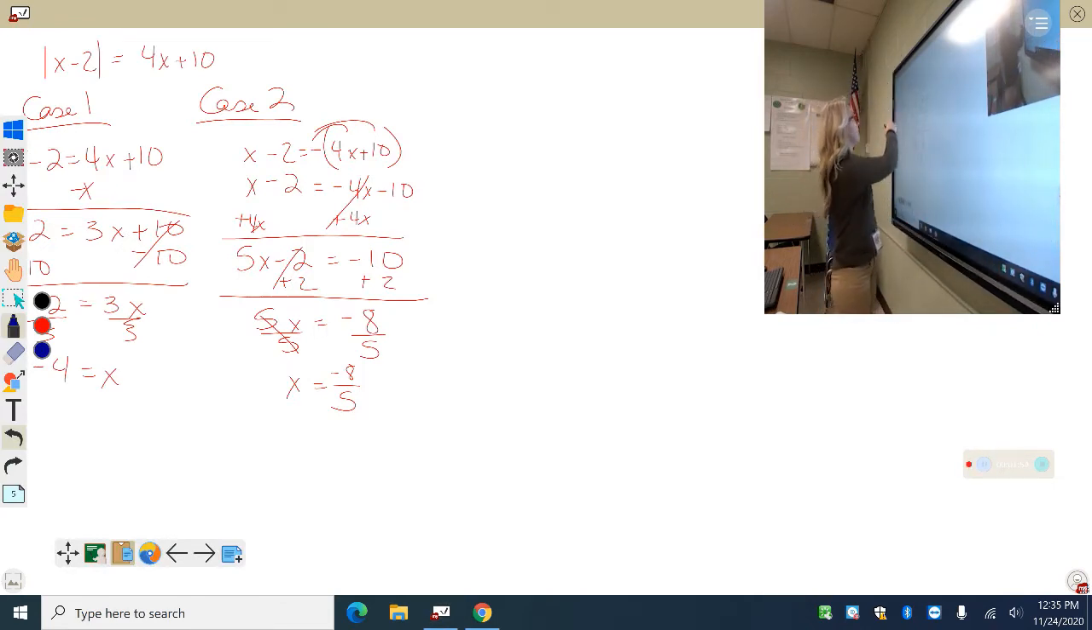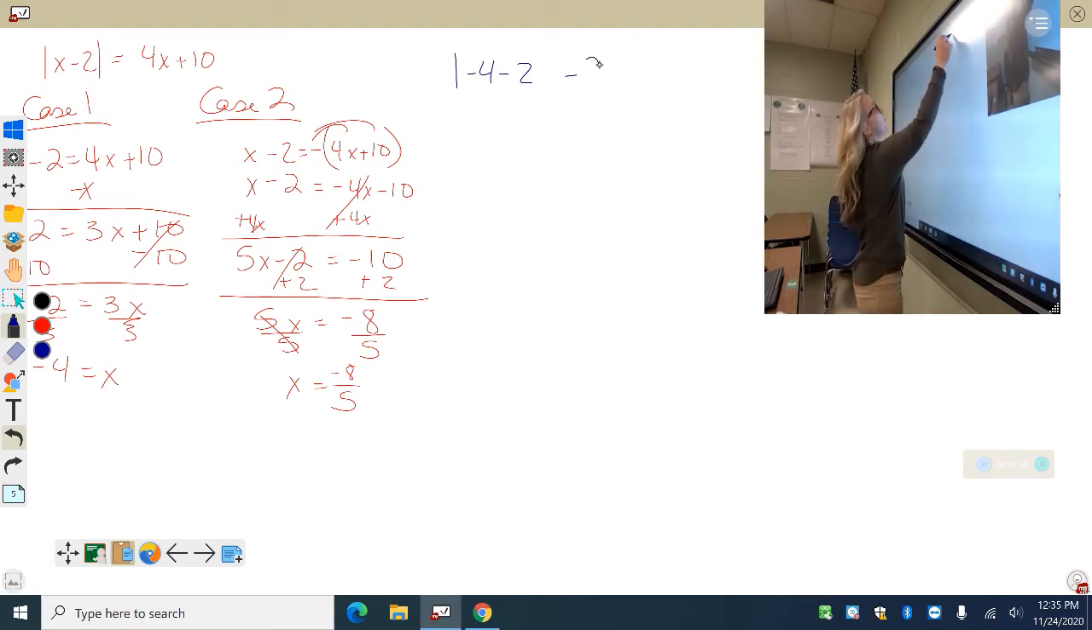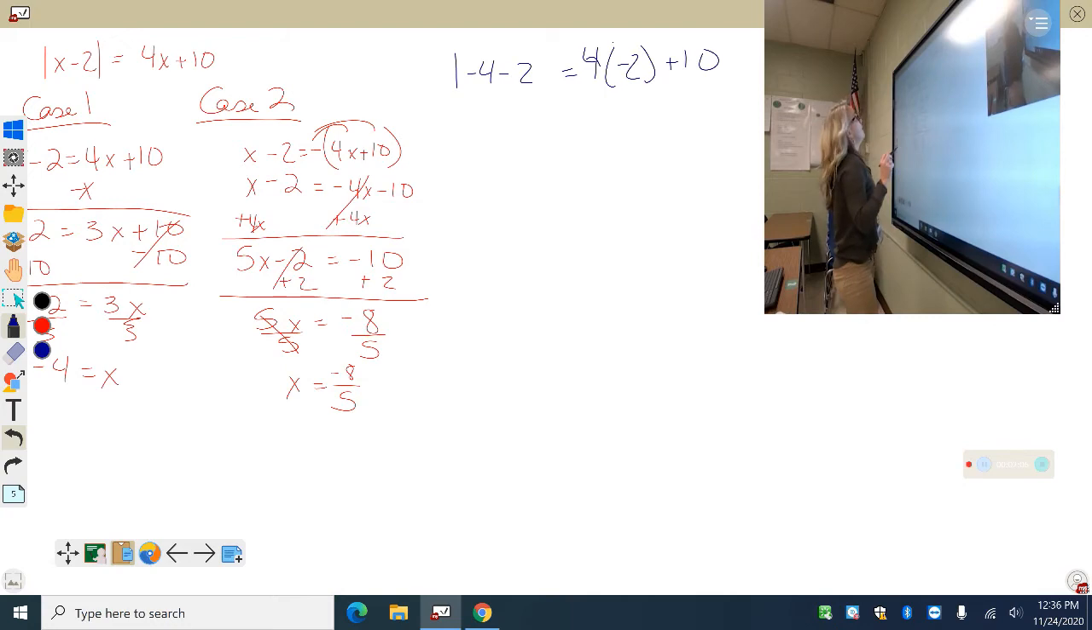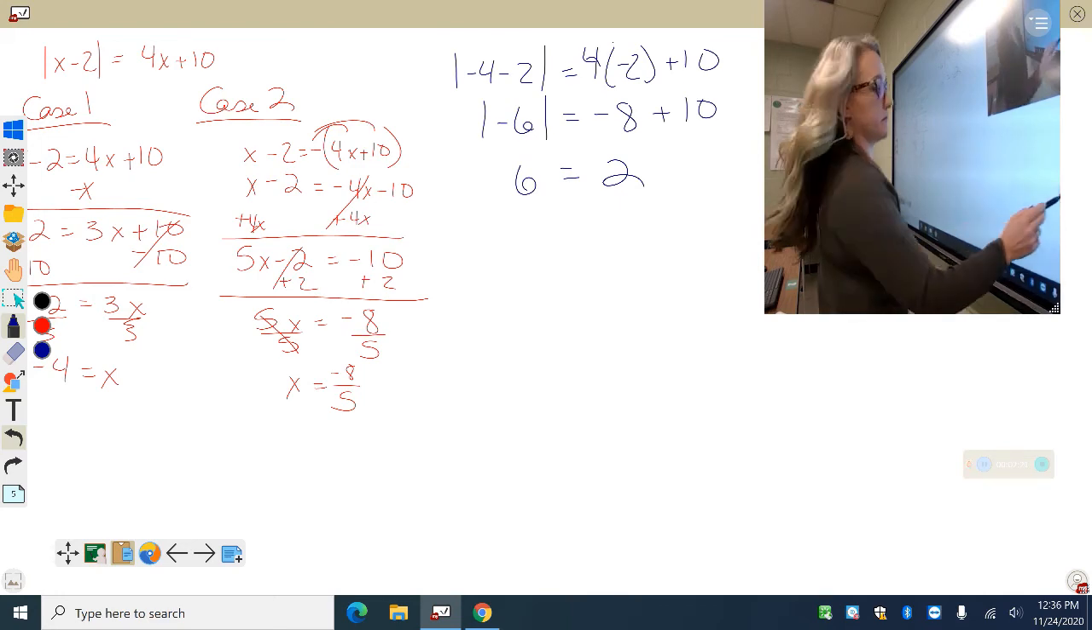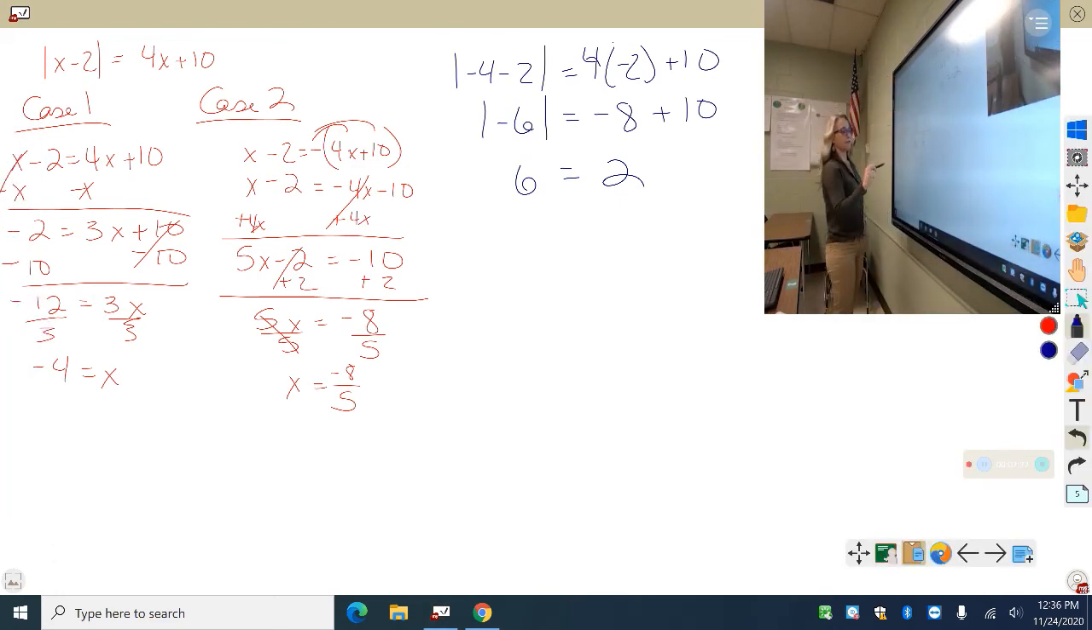So now I'm going to put negative 4 into the original. So I have the absolute value of negative 4 minus 2 equals 4 times negative 4 plus 10. So to solve that, I have the absolute value of negative 6 equals negative 16 plus 10. So I have 6 equals negative 6, which does not work. So since we got a solution that does not work, that means this one is an extraneous solution.